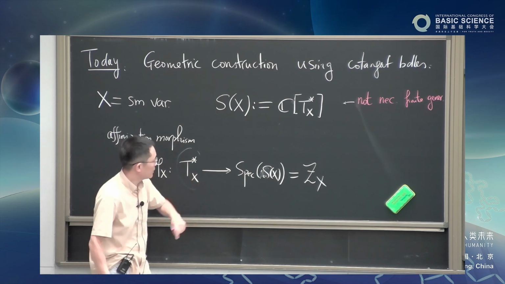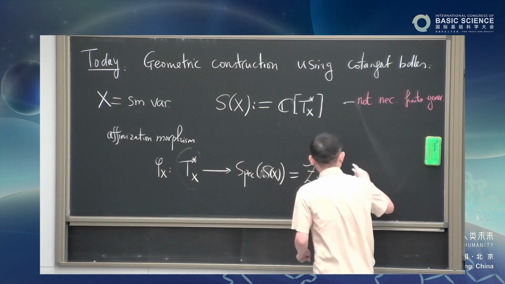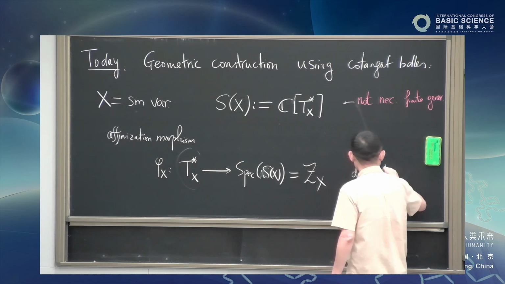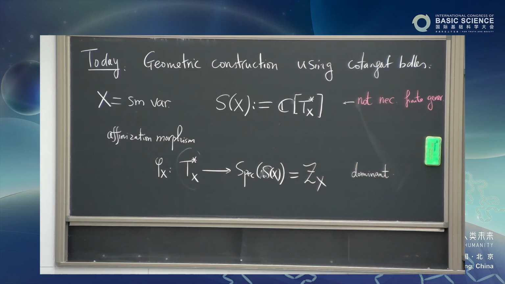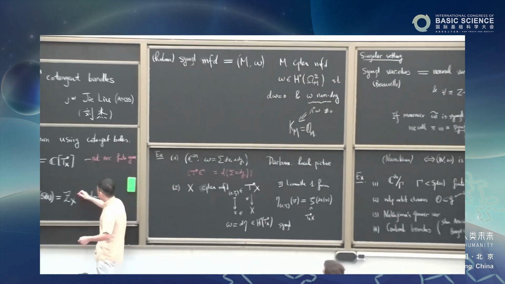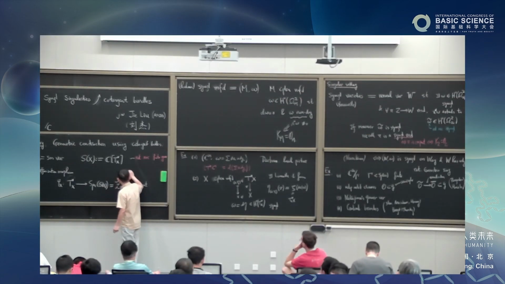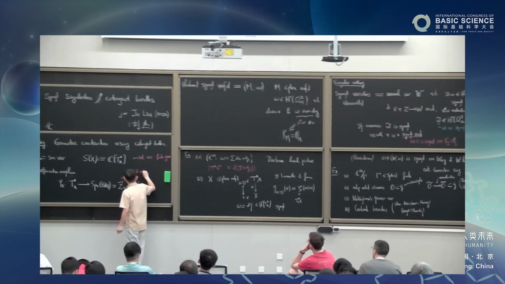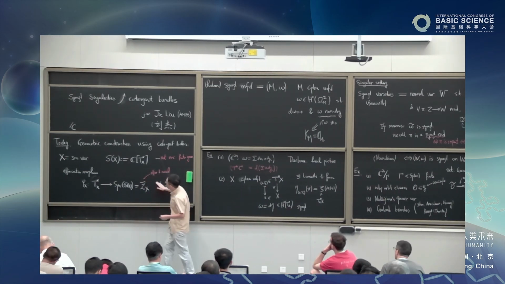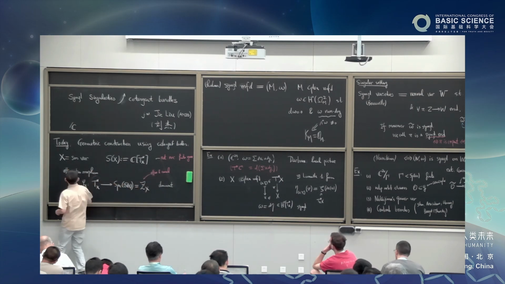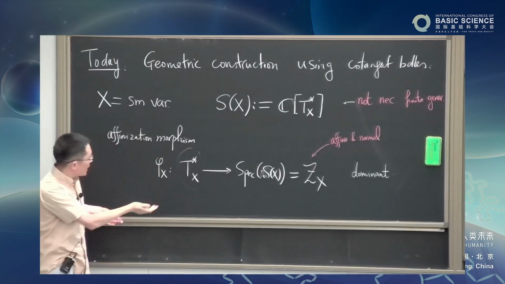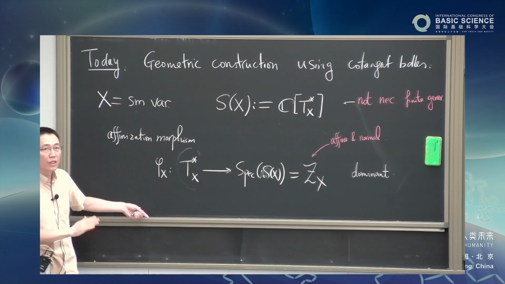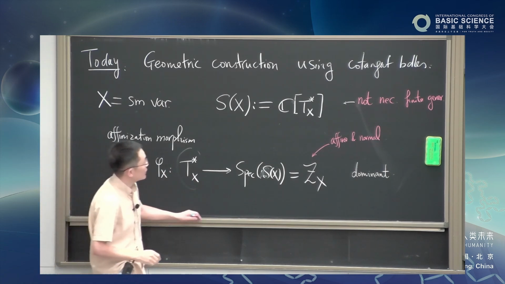So you have this map. It is only dominant, not necessarily surjective. Also this one is affine and also normal. The normality comes from the smoothness of X. And in my whole talk, I will focus on this morphism, the natural morphism.